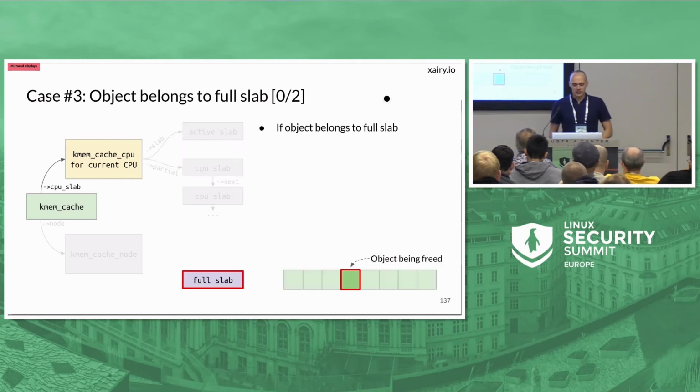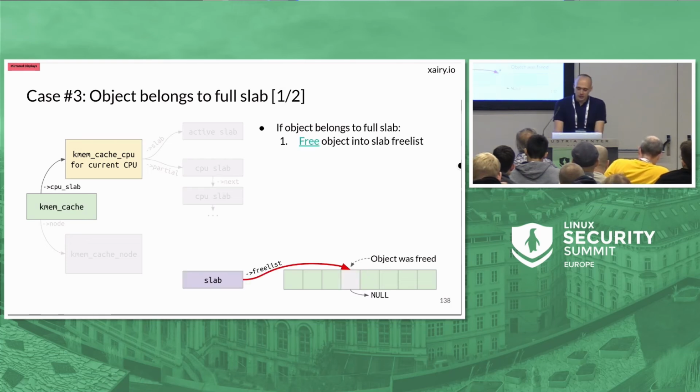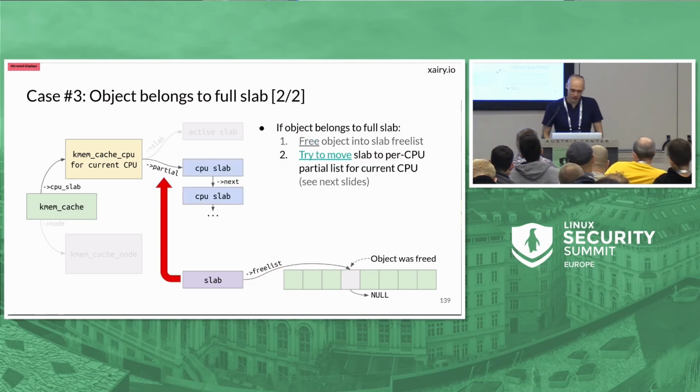All right, and let's discuss the last case, which is the most complicated one. If the object belongs to a full slab. So let's say we have some kind of full slab, we have a reference to it, and this is the object that gets freed. So the first step is the same. The object gets put on the per slab free list for the active slab. But at this point, the slab itself becomes a partial slab. So the SLUB allocator has to put it onto one of the lists. And the question is how exactly it happens.